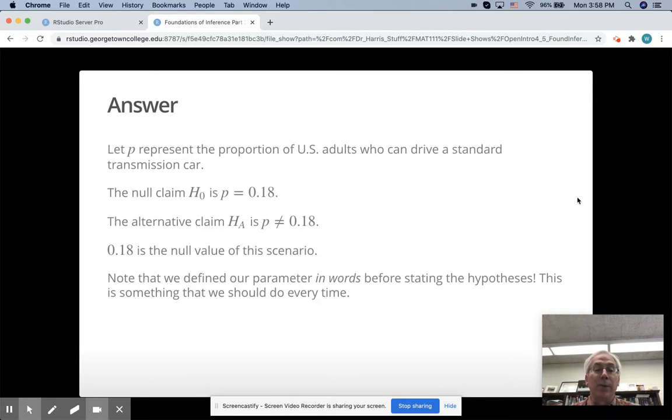And as I note here at the very bottom of the slide, we are going to strive to define our parameters in terms of words before we begin anything with respect to confidence intervals, hypothesis tests, whatever. We want to focus on being able to write down, represent in words, what the parameters under study are in a given scenario.